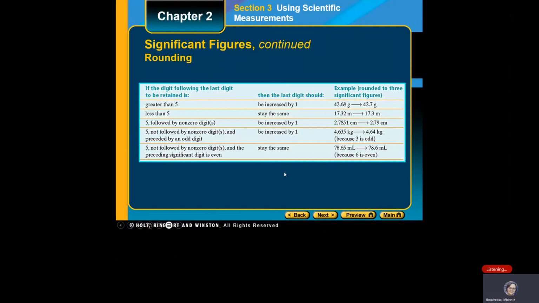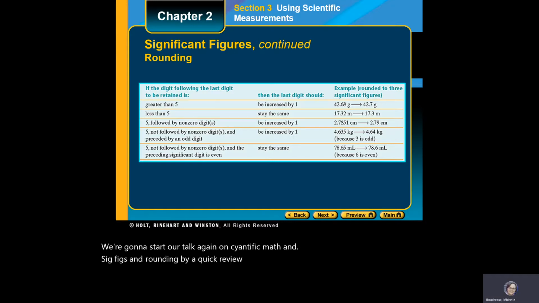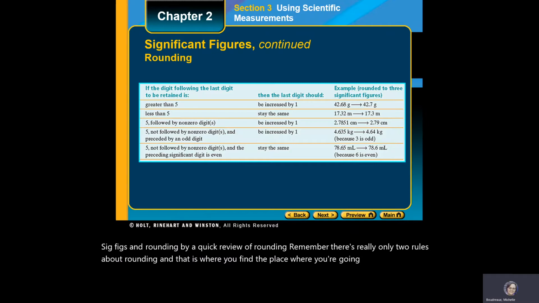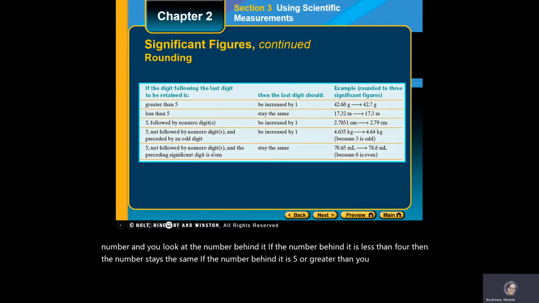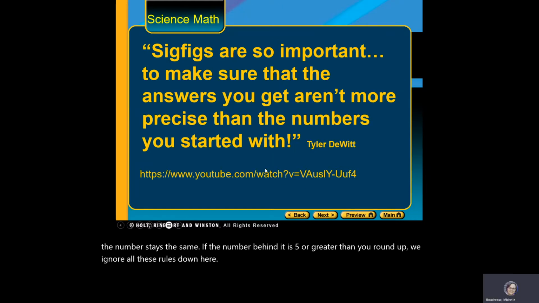Let's start our talk again on scientific math, sig figs, and rounding with a quick review of rounding. Remember, there's really only two rules about rounding. You find the place where you're going to round in a long number, and you look at the number behind it. If the number behind it is less than 5, then the number stays the same. If the number behind it is 5 or greater, then you round up. We ignore all the other rules and only use the first two.